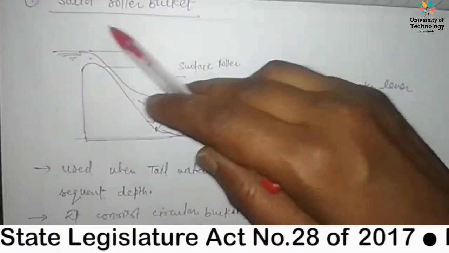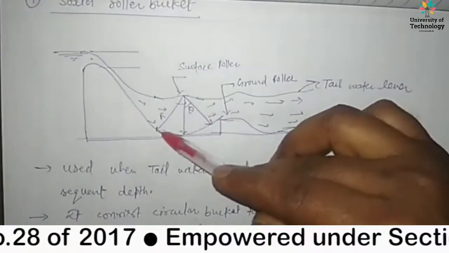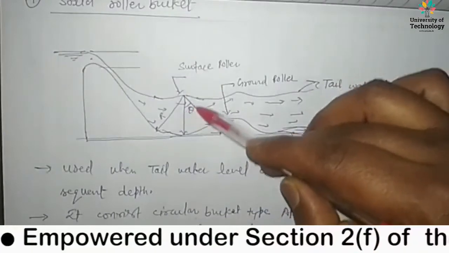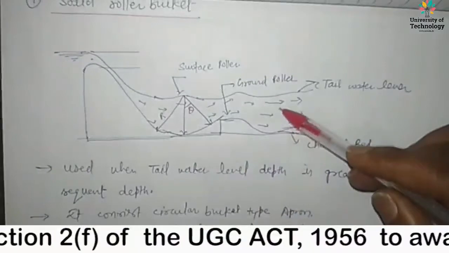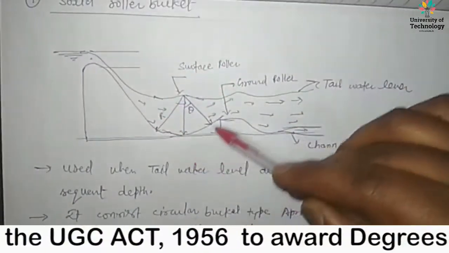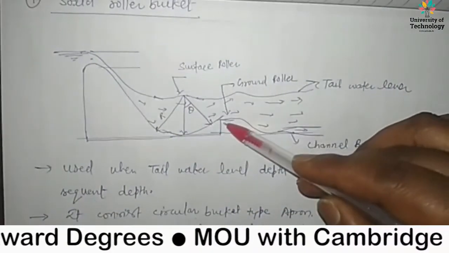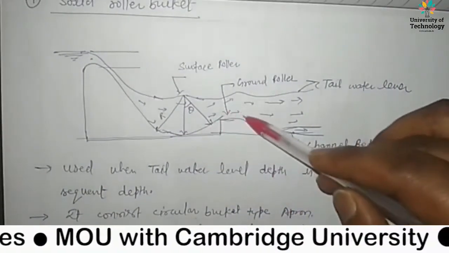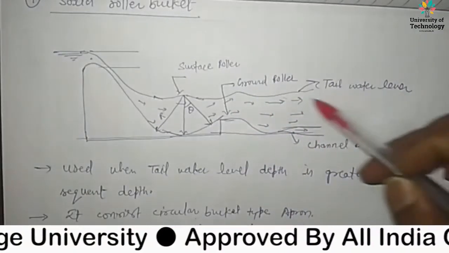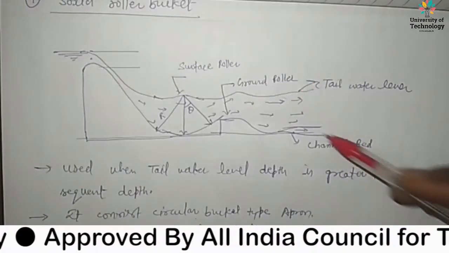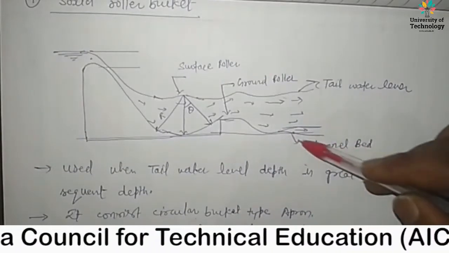We are talking about the solid roller bucket. This is the solid roller bucket here, having radius r and making an angle theta to the surface of the water. This part is known as the surface roller. And another roller is present here in curved shape, curved upwards, the ground roller. And this is the tail water level available on the downstream side of the dam, and this is the channel bed.